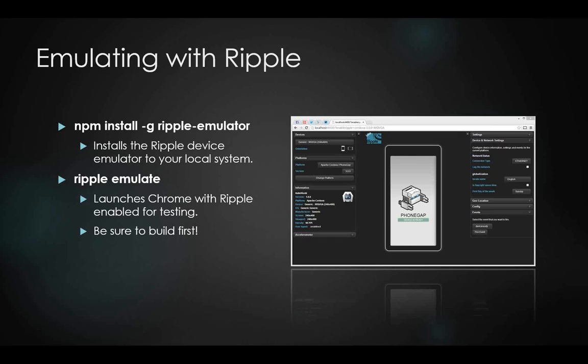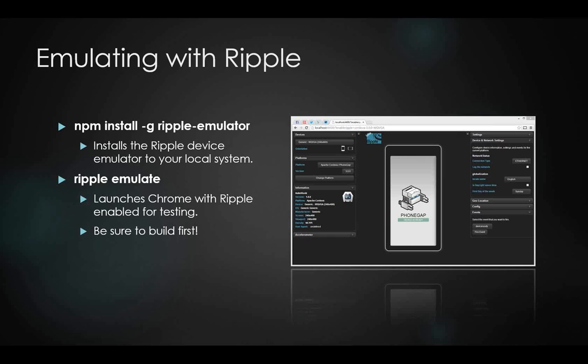That'll install Ripple onto your local system, and when you invoke ripple emulate, what'll actually happen is it'll launch Chrome with Ripple enabled. The only catch here is that you have to make sure to actually build your project first each time, because if you don't do that, then it's not going to emulate correctly and it won't display your changes. But you can see here Ripple's really neat.